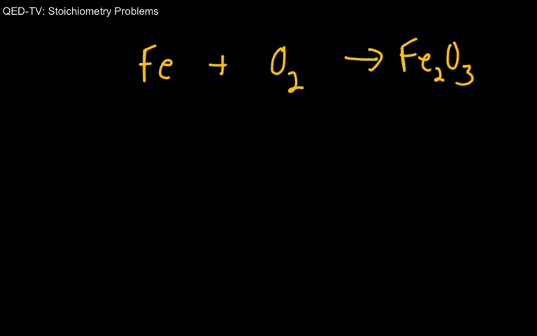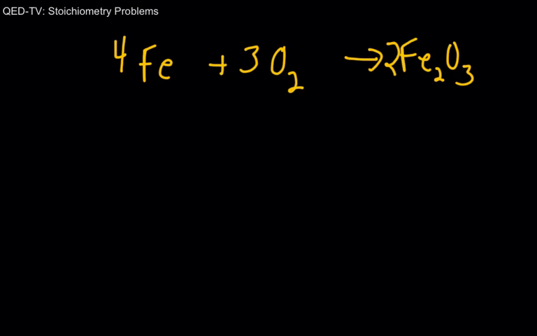Of course this is just a general recipe. We need to know a specific recipe, which means we need to balance this equation. So if I put a 2 in front of this, I can make 4 irons, and I'd put a 4 in front of that, and I would need a 3 in front of the oxygen to make 6 oxygens, and so now it would be balanced. So this is the recipe for making rust.